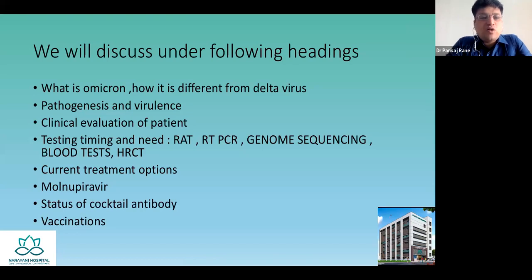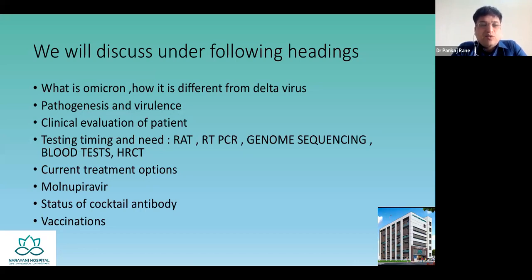So we'll discuss this talk under the following headings. What is Omicron, how it is different from Delta and other previous variants, how its pathogenesis and virulence are different, how it is affecting the bronchial wall, how it is affecting lungs, how to evaluate a patient clinically, and the testing, timing and need of tests. That includes rapid antigen tests, RT-PCR, genome sequencing, antibody testing, various blood tests that we were initially doing since the start of COVID, and timing for HRCT.